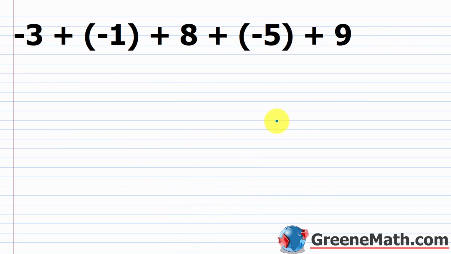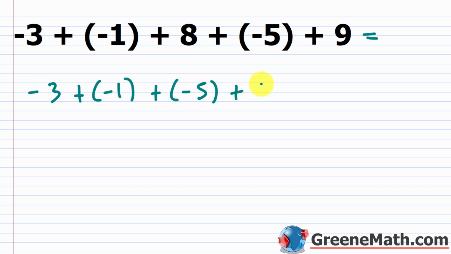All right, let's take a look at one more of these. So here we have negative 3 plus negative 1 plus 8 plus negative 5 plus 9. So let's write negative 3 plus negative 1 plus negative 5 plus 8 plus 9. Okay, so negative plus negative here would give me a negative. And then just add the absolute values. So 3 plus 1 plus 5. 3 plus 1 is 4. 4 plus 5 is 9. So this is negative 9.